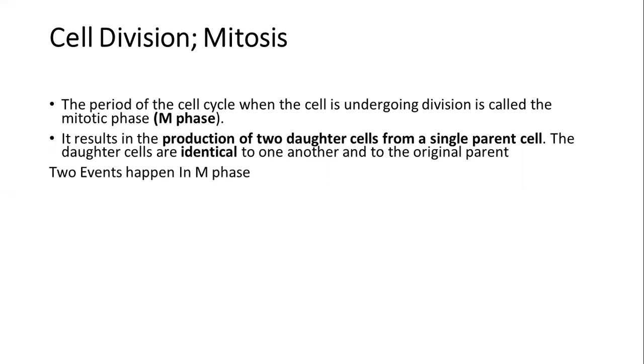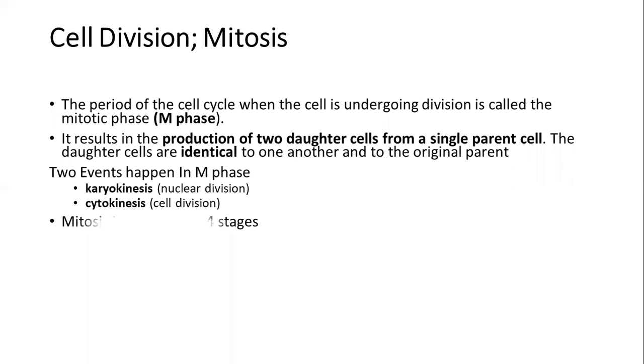Basically during the mitotic phase, two major processes take place. We have karyokinesis, which is nuclear division, and cytokinesis, which is division of the cytoplasm, organelles, and cell membrane, that is, cell division. So these two major events happen during the mitotic phase.